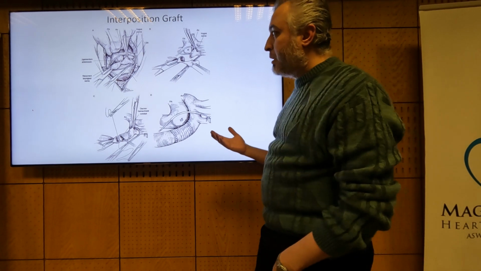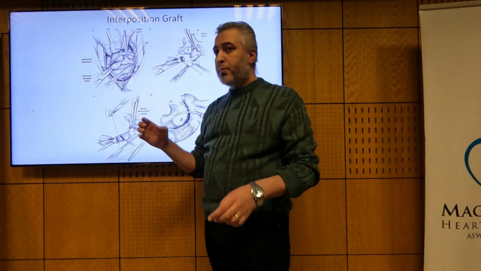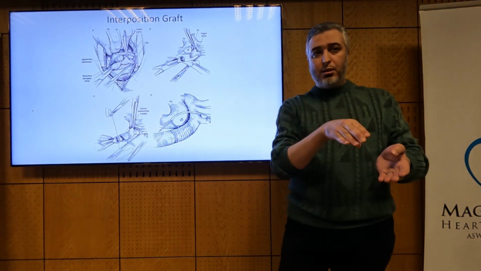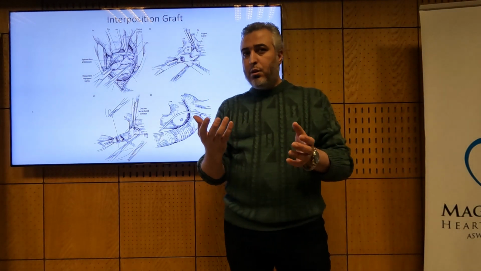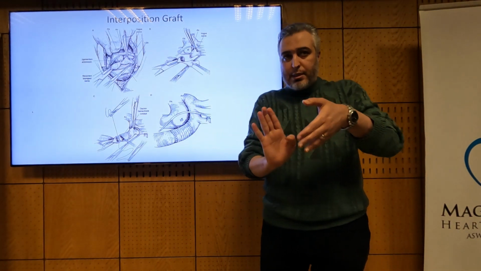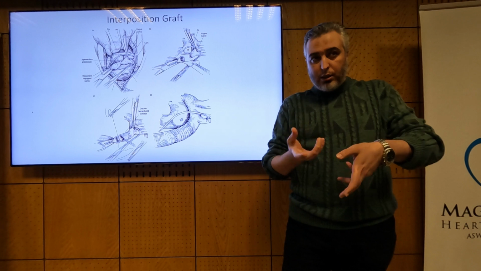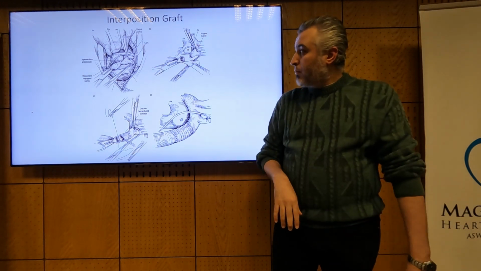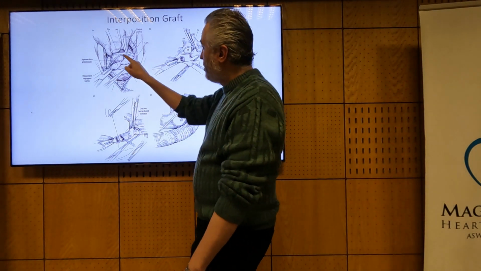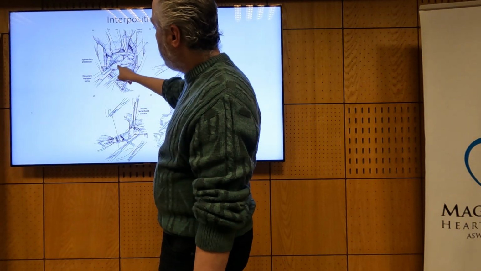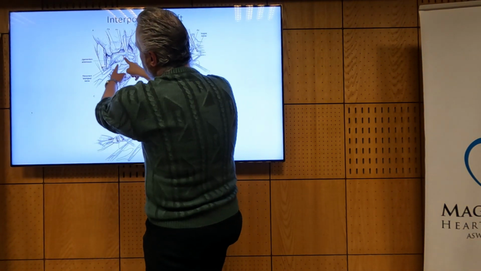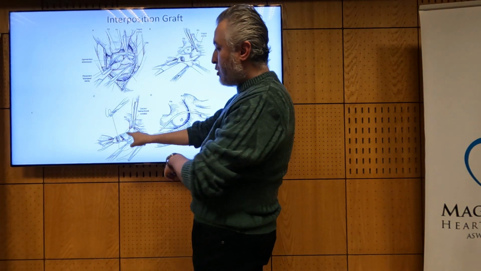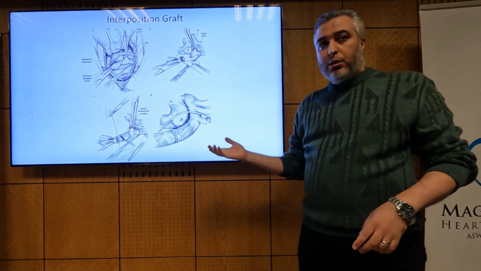Another relatively simple procedure is just cutting out the coarctation segment and putting an interposition graft. You put a synthetic tube instead of the part that is narrow. So arch, subclavian, descending, this is the coarctation segment. You cut that off, and then you put a whole tube in between.